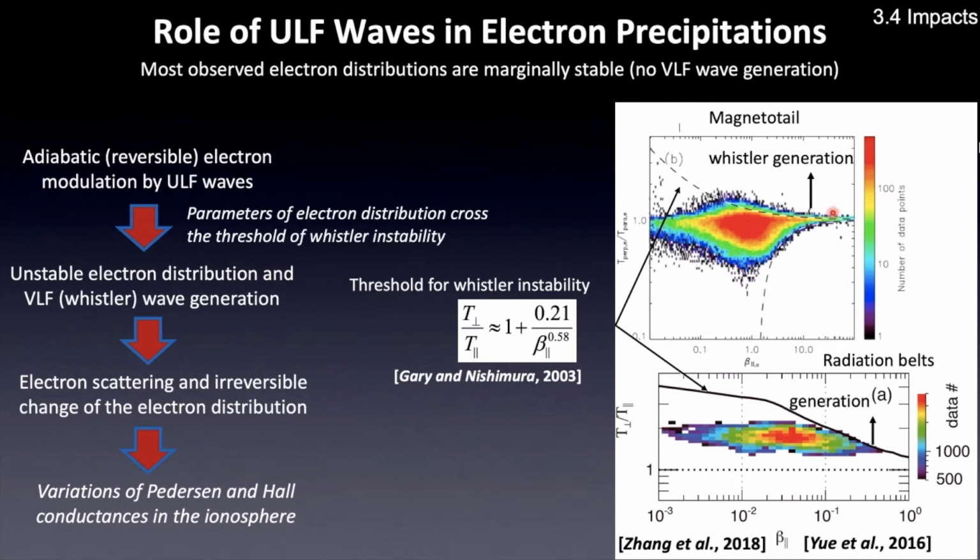So subsequent electron scattering can follow from these newly generated Whistler waves. This is why we care about this modulation process, because it provides a new chain of energy transfer from ULF waves to the energy input for the ionosphere, or the ionospheric properties in general. That's pretty much it for the third part.